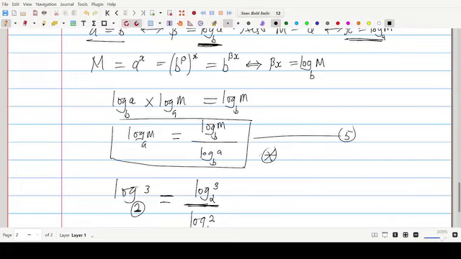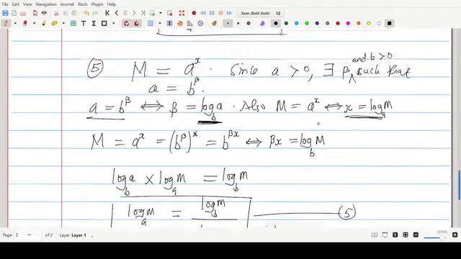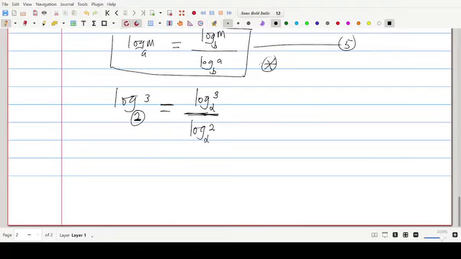Now let us look at some special case. But before that, there's one law I want us to consider again. It will help us in the simplification of logarithmic expressions. When we are given a logarithmic expression, this law will help us simplify it considerably. It will be number 6.